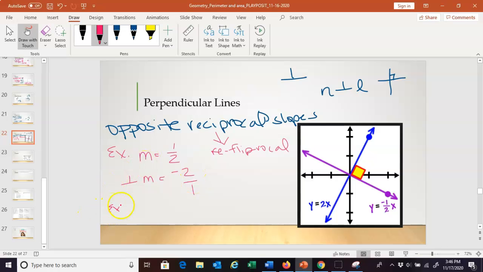Here's another example. What if the slope of a line is -2? A perpendicular slope would be, you make it opposite, so our perpendicular slope will be positive, and then we flip it. It'll be 1/2. Because remember, this is 2 over 1, so if we flip it, it's 1/2.